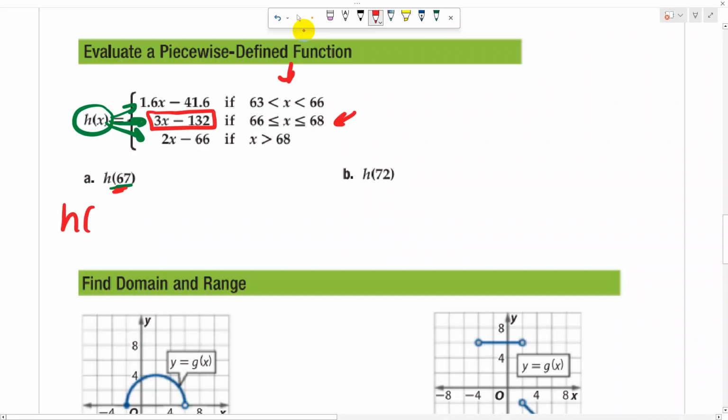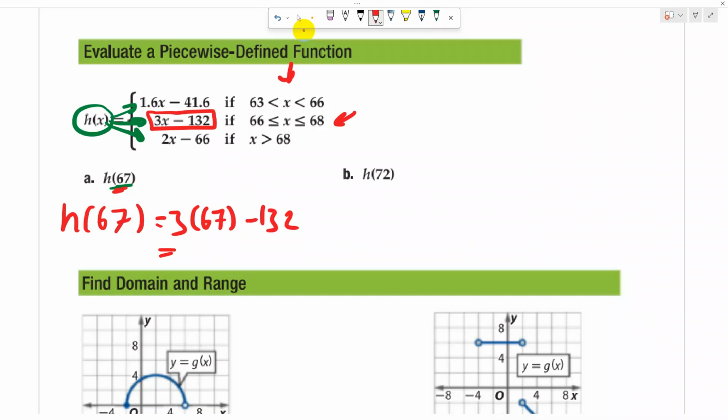So h of 67 goes inside the second part, so it will be 3 open bracket and right beside it 67 minus 132. And then do your algebra and find the answer. Let's do it. This is 180, this is 201, I think. Yeah, 201. 201 minus 132, this is 69, yes.